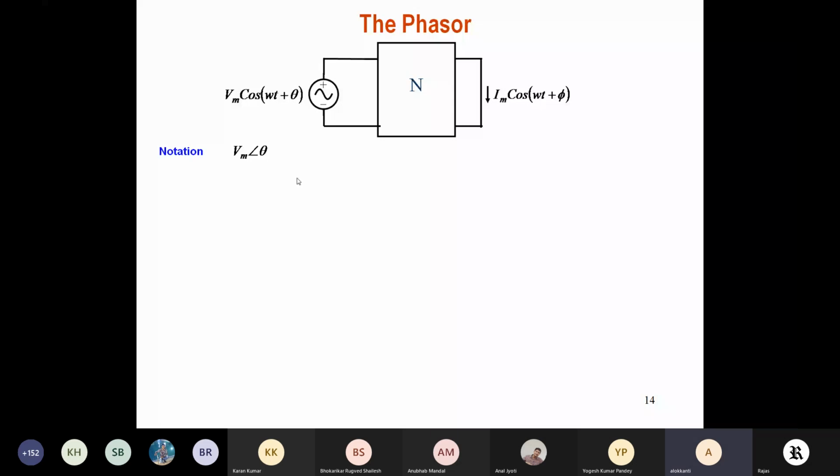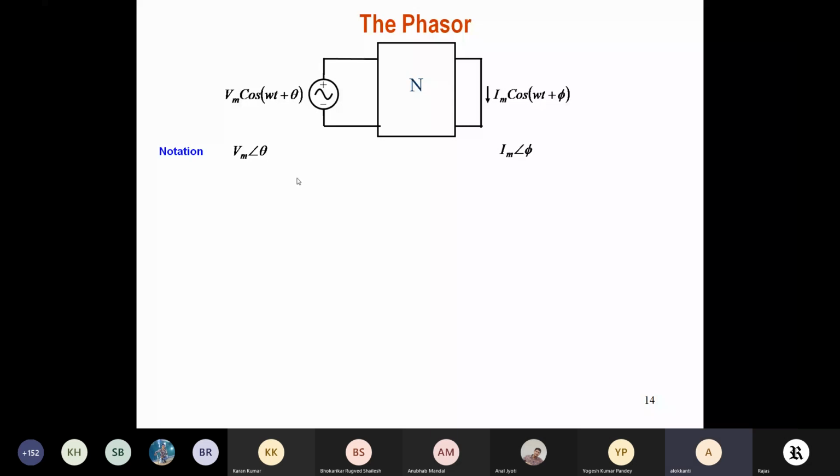Vm angle theta means Vm cos omega t plus theta. There is an omega, it is obvious because it is an AC quantity, a sinusoidal quantity, and if we assume cos, it is cos. Similarly, the current will be represented by Im angle phi. If it is Vm angle theta, then it is Im angle phi. Are all of you clear? Yes, sir. So this is just a representation: Vm angle theta means Vm cos omega t plus theta.